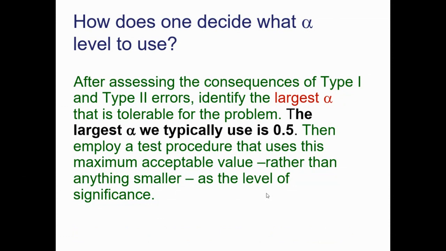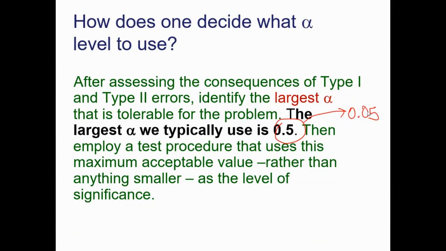tolerable for the problem. This is a typo right here. It's in your notes too. For everyone, this is a typo for everybody. This should not say 0.5. We're missing a 0 here. 0.05. The largest alpha we typically use is 0.05.